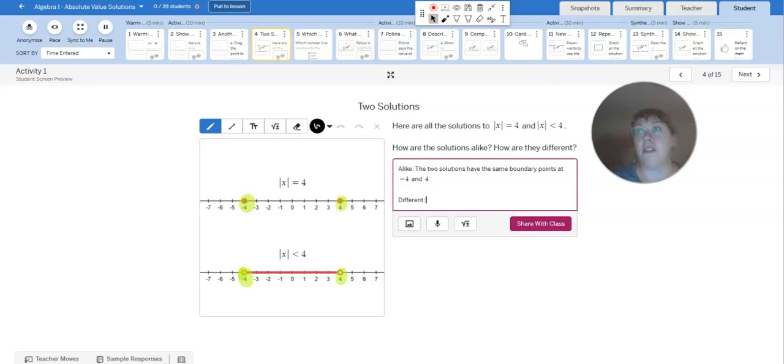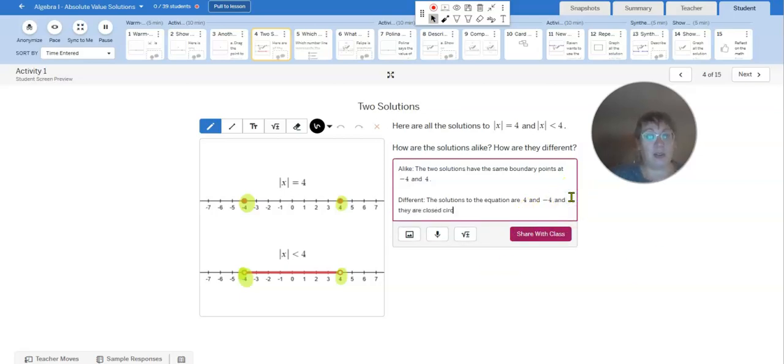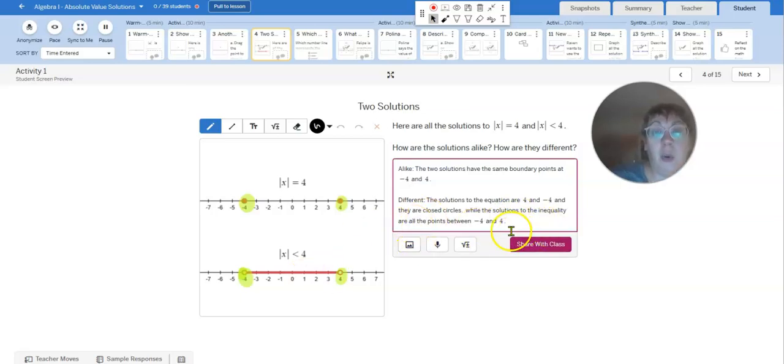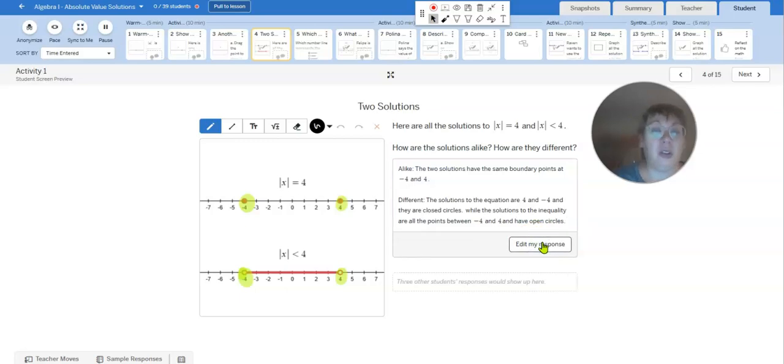Obviously, we see that there are some differences here. The solutions to the equation above in the top one are -4 and 4, and they are closed circles because they contain those two values. While the solutions to the inequality are all the points between -4 and 4 and have open circles because it can't be equal to 4 or -4, it has to be less than. Beautiful. Let's look at slide 5.